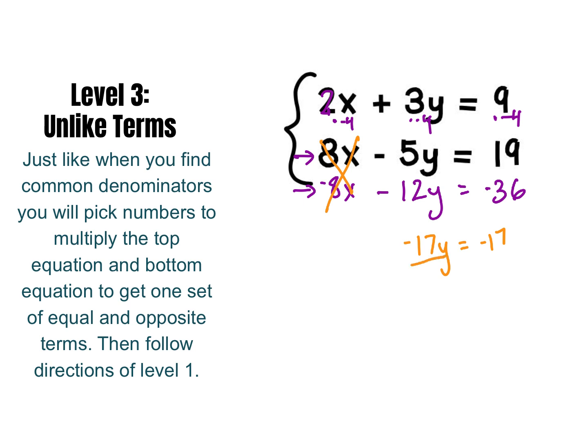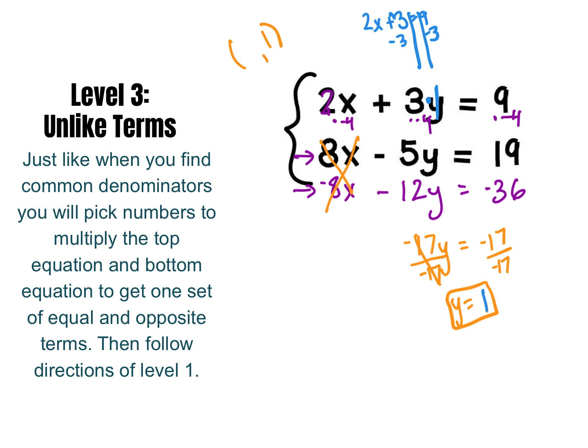So I'm going to divide by -17, divide by -17, and y equals 1. All right, so if y is 1, I'm going to put that in my y spot. And I need to find what x is. I'm going to plug that 1 in here. Okay, so I've got, start up above, 2x plus 3 times 1, which is just 3, equals 9. Two-step equation, subtract 3, 2x equals 6, divide by 2, and x equals 3.